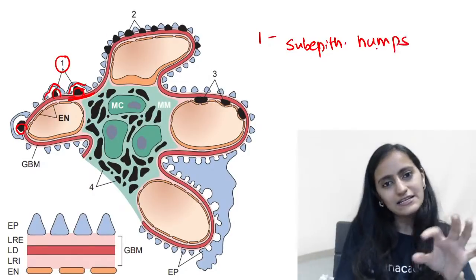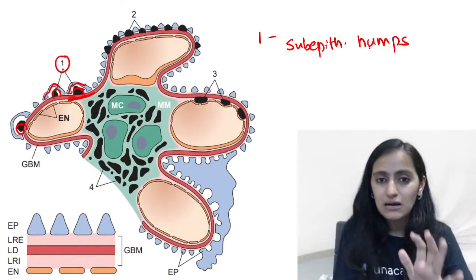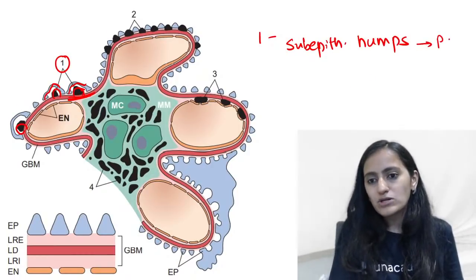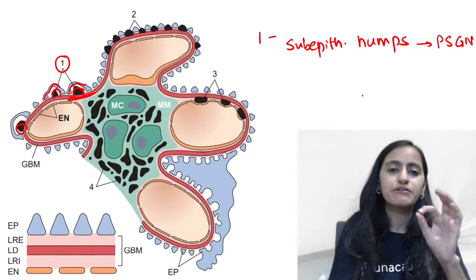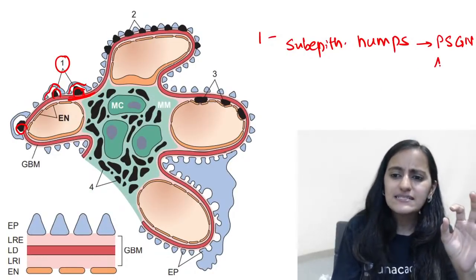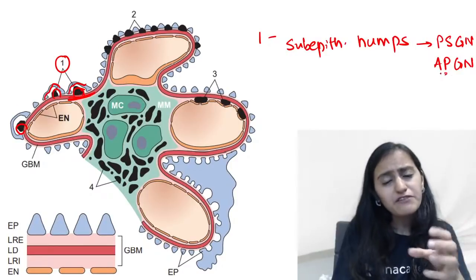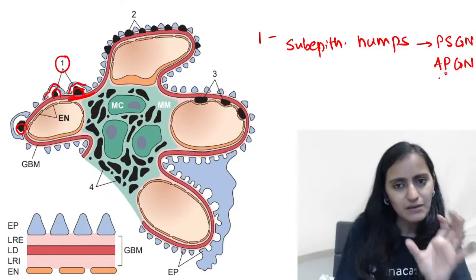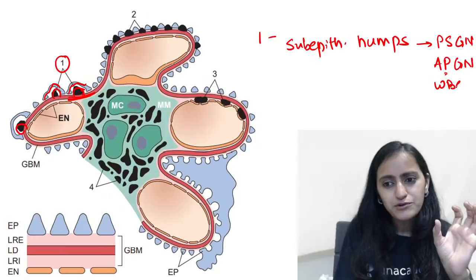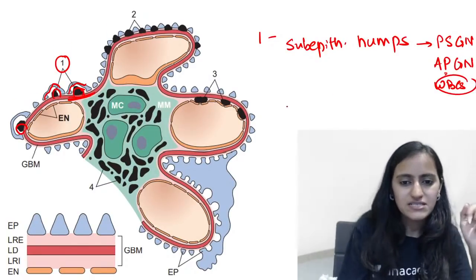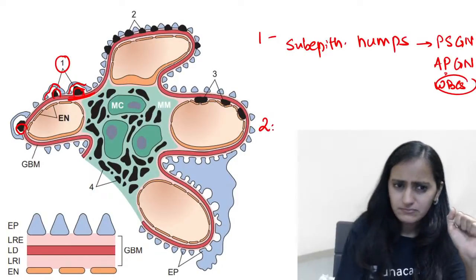And in which condition we see this lumpy, bumpy appearance or the humps? We see in post-streptococcal glomerulonephritis, also called as acute proliferative glomerulonephritis. Proliferative because we see a lot of cells coming into the glomerulus. You have neutrophils, basically WBCs coming there. So remember, first is subepithelial humps.